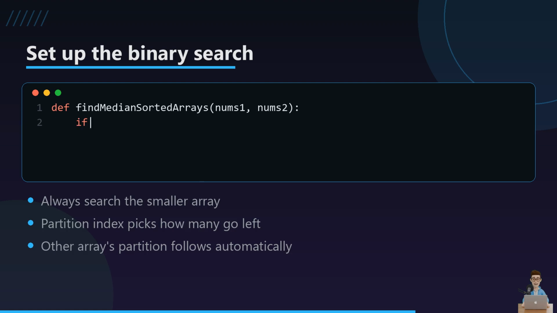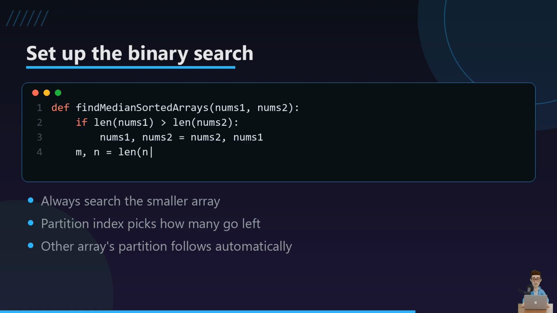Swapping to the shorter array isn't just an optimization, it's a correctness requirement. If you search the longer array, j could go negative for some i and you'd need extra bounds handling. Searching the shorter one guarantees j, which is (m plus n plus 1) divided by 2 minus i, always lands in 0 to n.